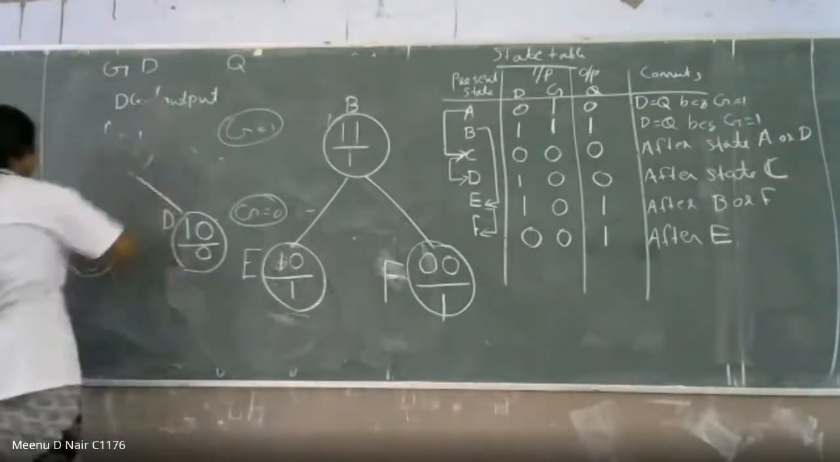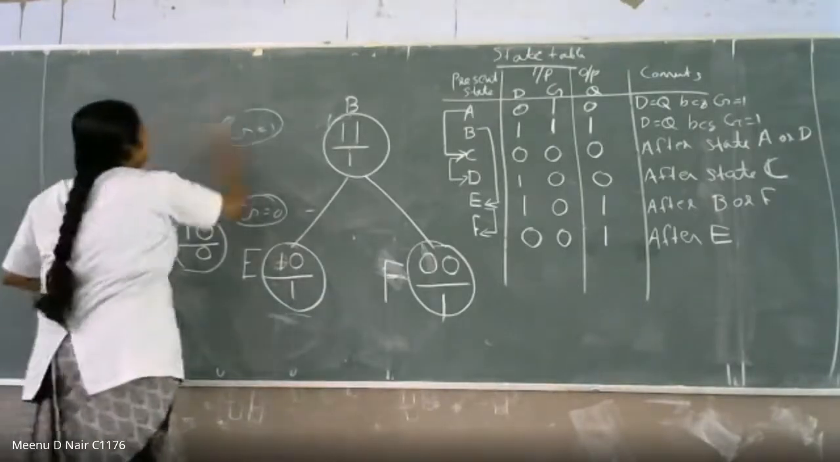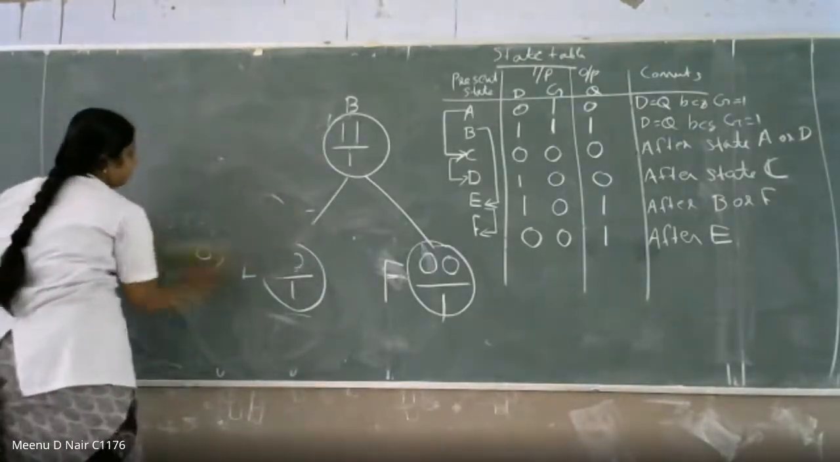So next what we are going to do is the primitive flow table.